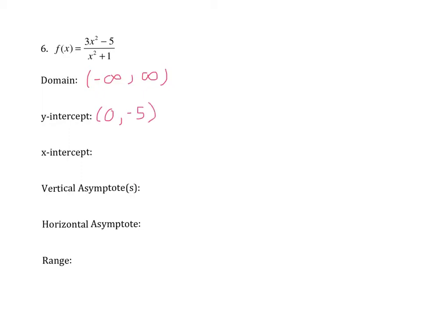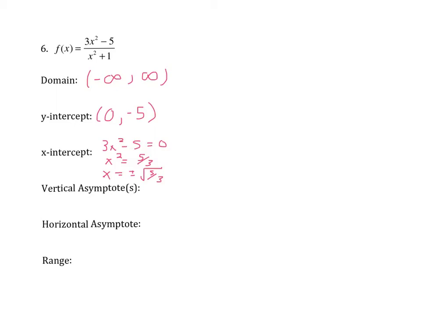And then to find the x-intercept, we have to set the numerator equal to 0. So 3x squared minus 5 equals 0. So x squared will equal 5/3. So kind of funky, but x will equal plus or minus the square root of 5/3, which will be kind of teeny tiny x-intercepts. But that's okay, we'll make do, we'll graph it.